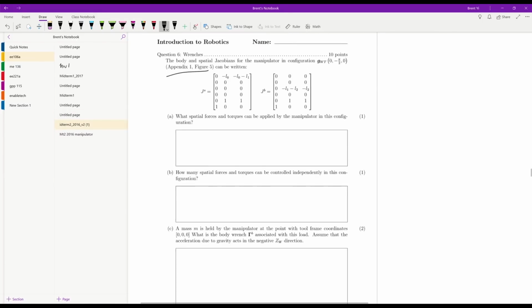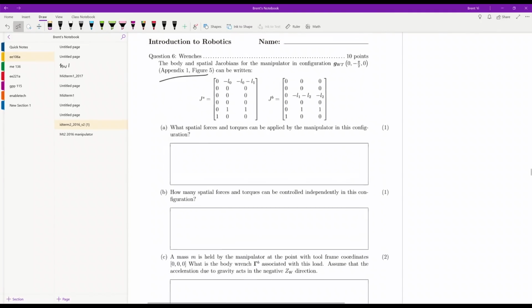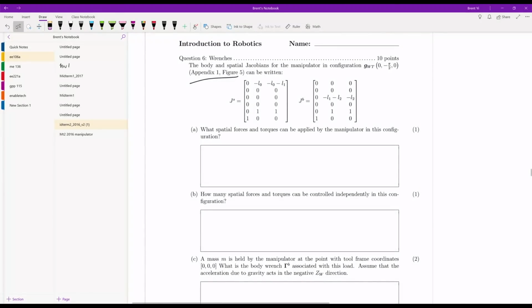Part A asks what spatial forces and torques can be applied by the manipulator in this configuration. The problem also gives us these associated Jacobians, so that might make this a little bit easier than just visual inspection. One way I like to think about questions like this is that if you can induce a velocity in a certain direction, you can also induce a force or torque in that direction. So this one right here tells us that you can induce a velocity about the z-axis. Because of that, you can also induce a torque about the z-axis, so you can write tau z. Same goes for the y-axis right here, tau y, and then the x-axis right here, which is fx.